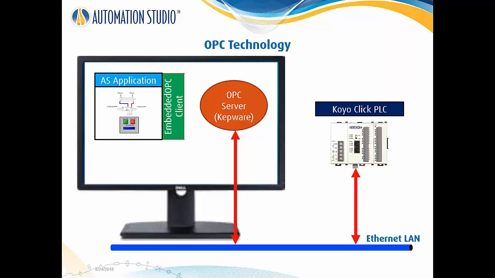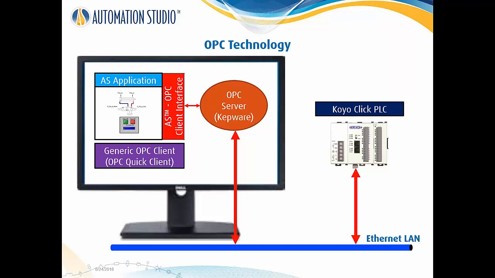Then on the side of Automation Studio, the development team developed an embedded OPC client, which is a piece of software that they added in Automation Studio, and we call it the Automation Studio OPC Client Interface. This layer of software in Automation Studio connects to the OPC server, and this connection guarantees the exchange of the variables between the PLC and Automation Studio, and we can close the loop and make the two communicate together.